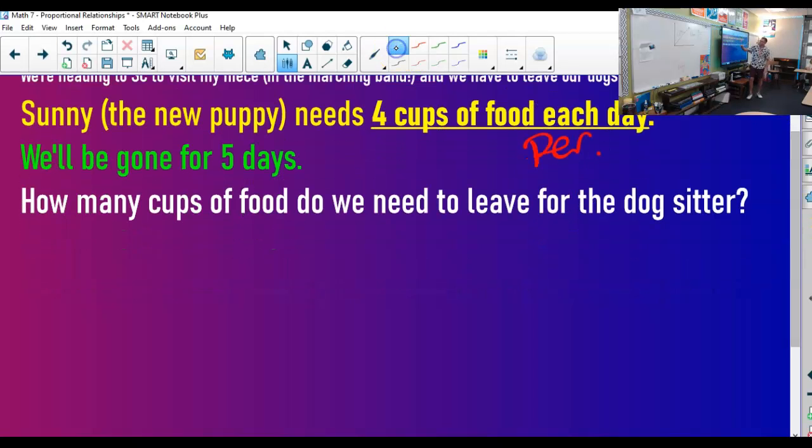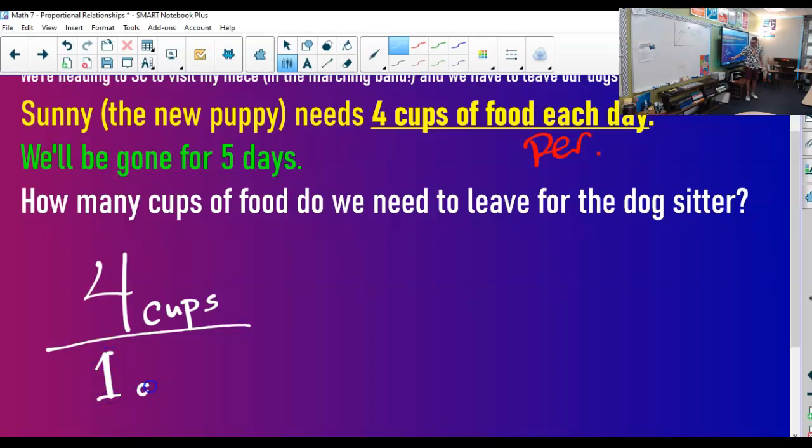And as we go to set this up, we could write, and you should write on your paper, 4 cups for every 1 day. And we want to include these labels because proportions are often used to deal with 2 different labels in a situation. So I want you to turn to your neighbor and try to work through this problem. Where would we put this other piece of info? What's the other piece of info up here?